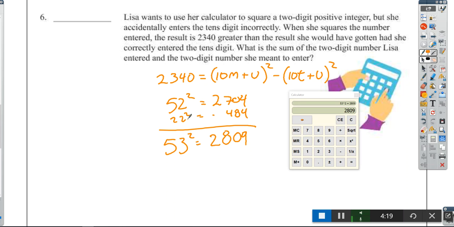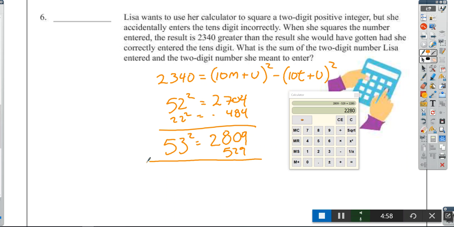Okay, so this is substantially bigger. So I know that 22 is not right, so let's try 23. And I like this 50 and 20 combination. I just don't know the units digit. So I subtract: 2809 minus 529. Okay, I'm getting closer, but it's not quite right.